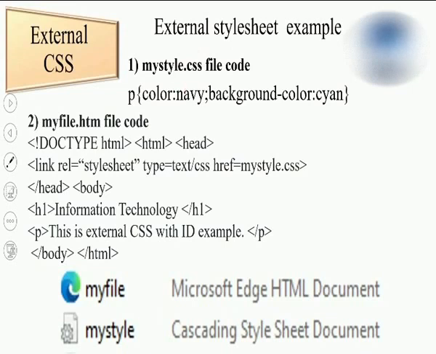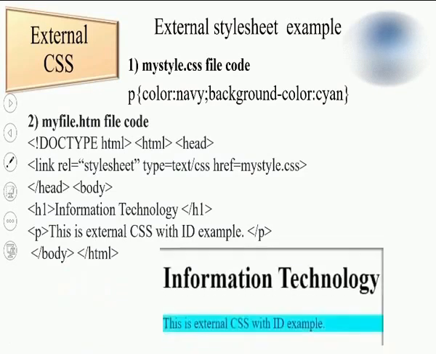Once you create the files, you will get the output like this. Observe the navy color for the text as well as the cyan color for the background of the paragraph. So this is all about the external CSS. From the point of view of the examination, the link tag and the .css extension are important. Students, in the practical also you are going to make use of external CSS or internal CSS, both.